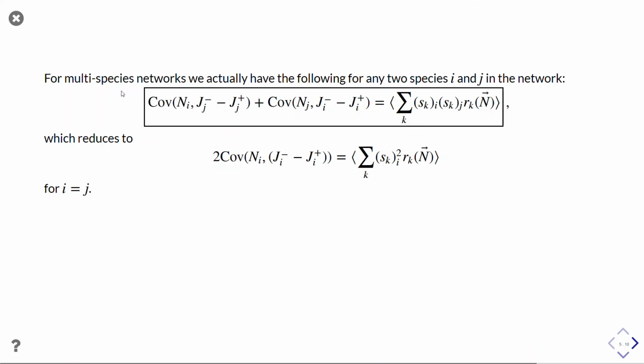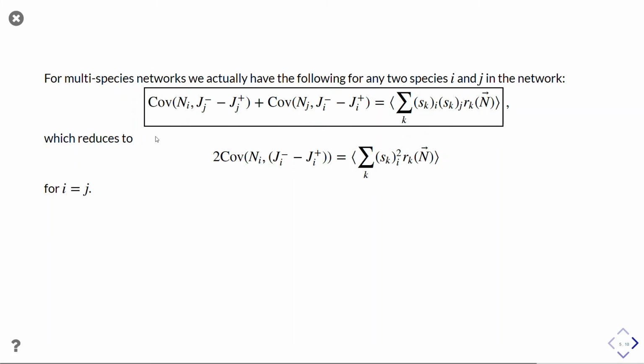And it turns out for multi-species networks, we can actually derive the following relationship for any 2 species, I and J, in the network. That is, the covariance between the abundance for species I and the difference between the flux out of the system for species J minus the flux into the system for species J, plus the same term with the indices permuted. That is, we're considering n_J rather than n_I, and J plus minus of I instead of J plus minus of J. The sum of these two terms is equal to the average of the sum over all reactions of the product of the stoichiometric coefficients for each of I and J times the propensity function.